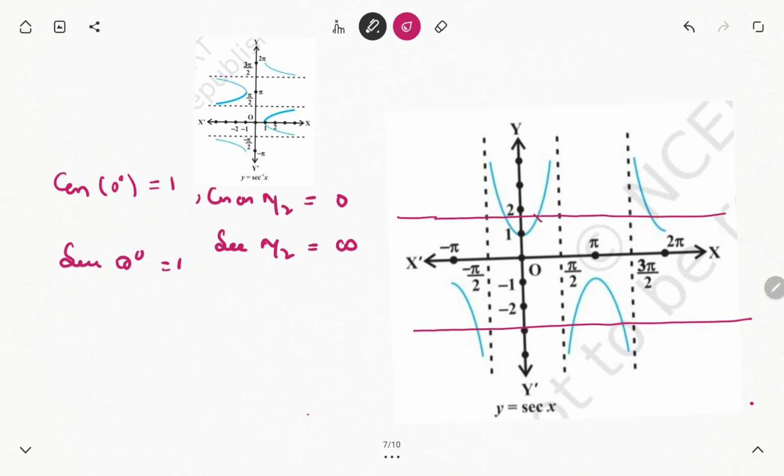Now you can check that the function is not one-one. There are so many y's you are getting, the same y you are getting for many values, right? So the function is not one-one, which means that to define the inverse function we have to restrict the domain of this function. So what will be the domain of the sec function?